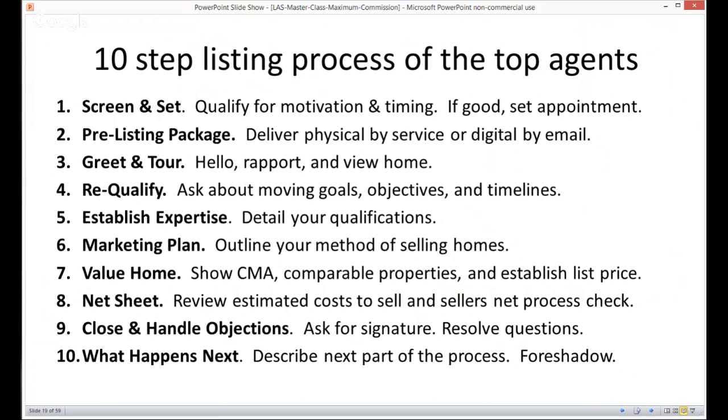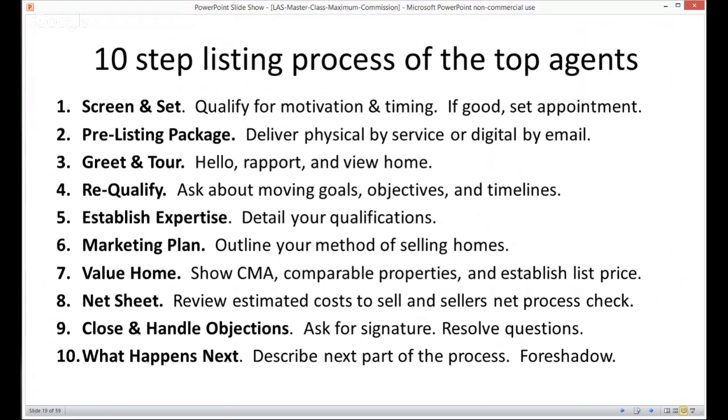So one, the call comes in from the seller, right? And they would screen the seller, and they would screen for motivation and timing. They wanted to know right away, is this person quality or not? And if so, then they would set that appointment and start moving forward. The next thing they do is they send out a pre-listing package, some by email, some hand-delivered, or some by mail, depending on the person and the situation. They go to the home, do a greet and tour the property. They'd re-qualify the seller to make sure that they're still motivated.